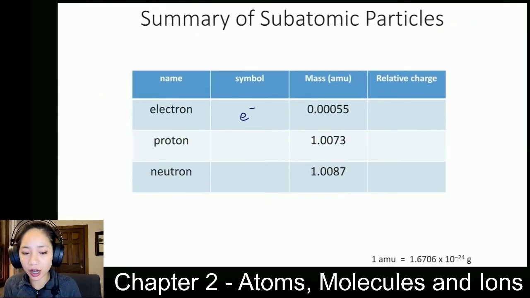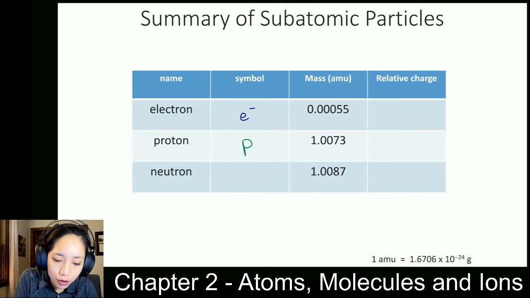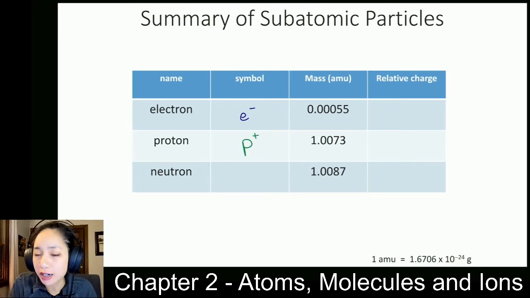So let's summarize those here. For the symbols we use for electron, proton, and neutron, you already see that I symbolize electron as e with a negative sign. The negative sign just reminds you of the charge of an electron. Same thing with proton: the symbol is a lowercase p with a plus, just to remind you that it's a positive subatomic particle. And neutron is just a lowercase n with, you guessed it, a 0 subscript or superscript to remind you of the charge.